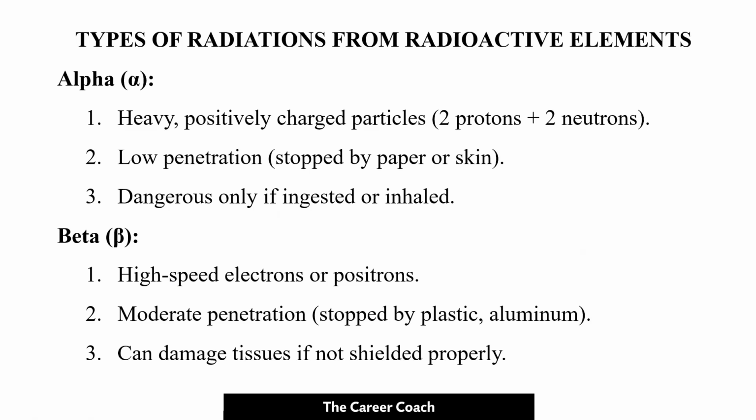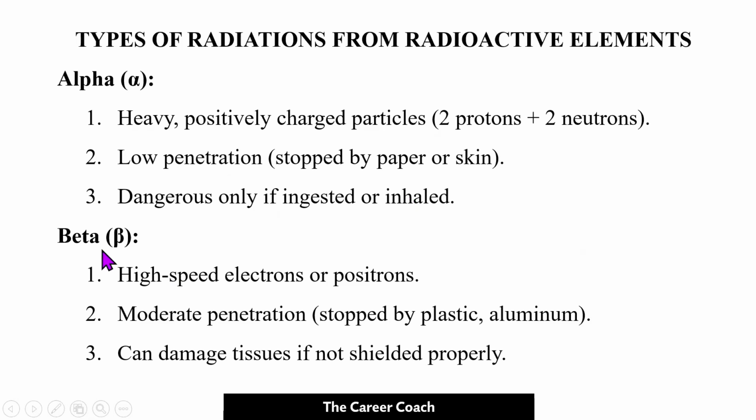So let's begin with alpha. Alpha particles have the following features. They are heavy, positively charged particles having 2 protons and 2 neutrons. Example is helium. They have low penetration and can be stopped by paper or skin. Third, they are dangerous only if ingested or inhaled.